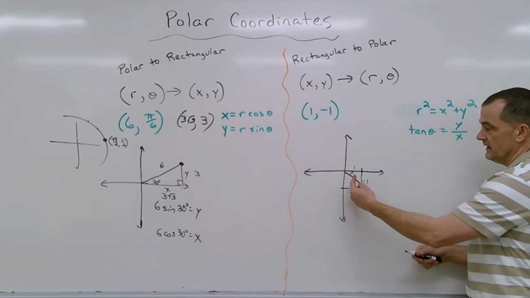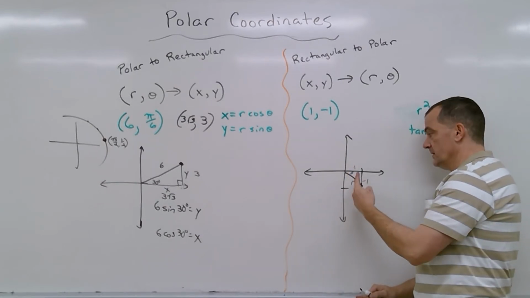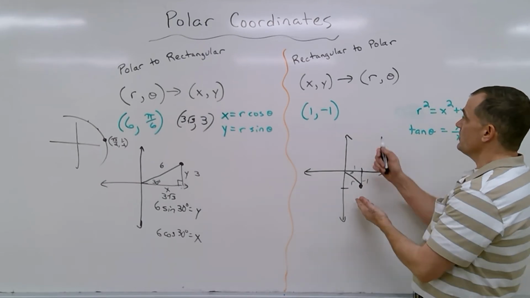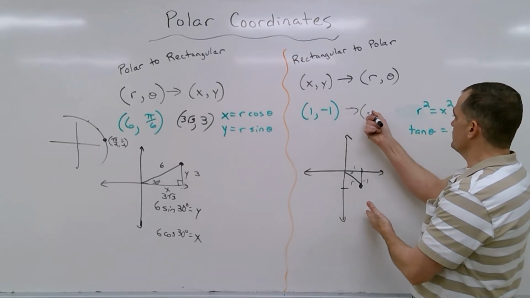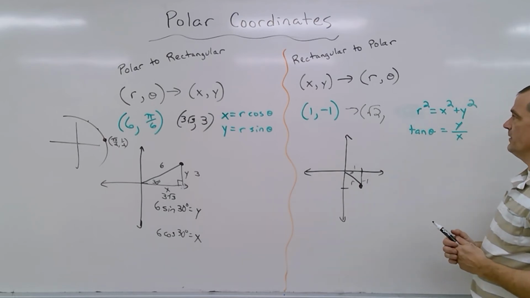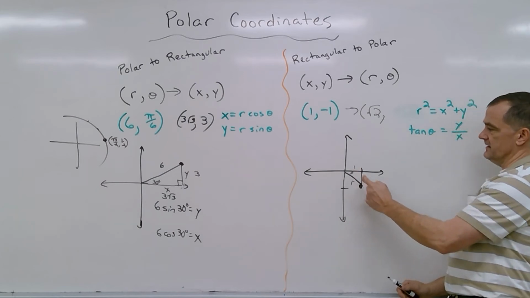So let me use the Pythagorean theorem. 1 squared plus -1 squared, that's 2, so it's the square root of 2. So r is simply the square root of 2. And now we need to find out what theta is right there.